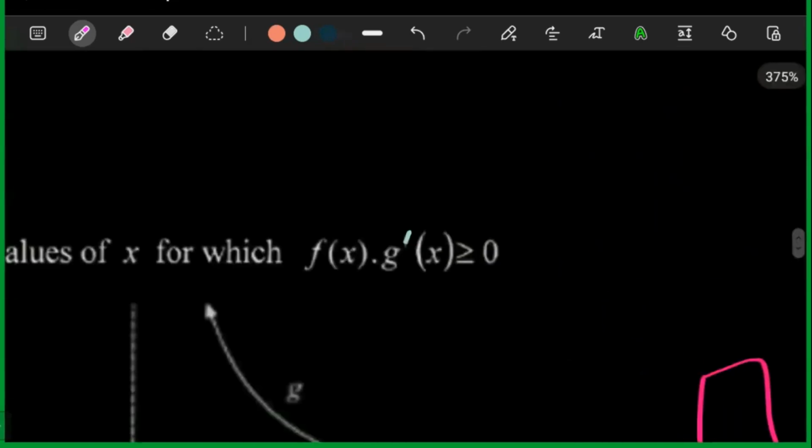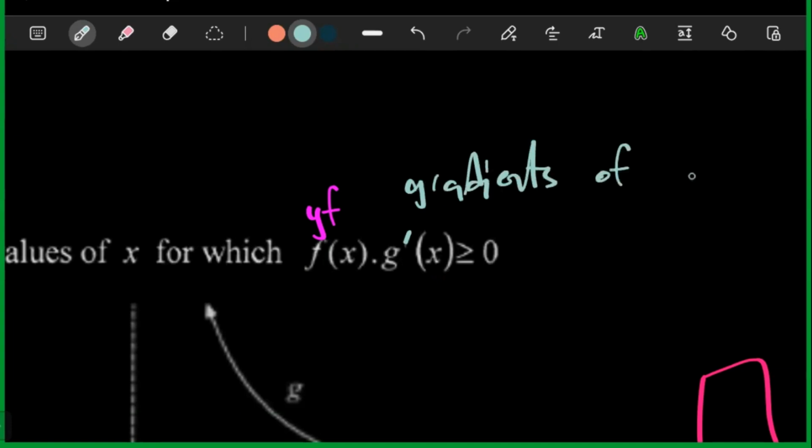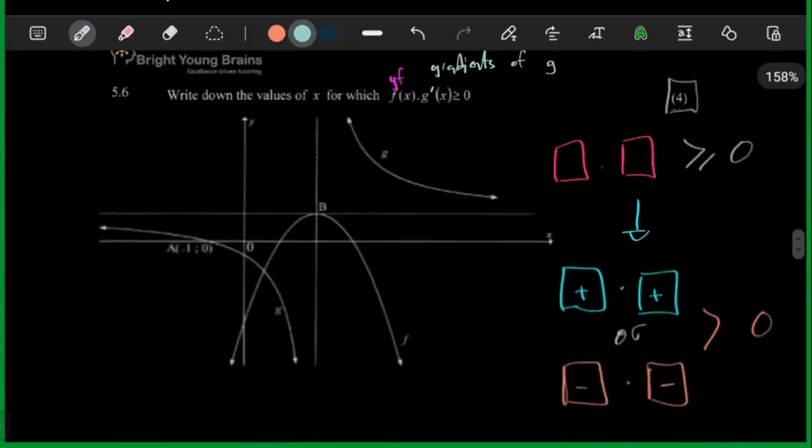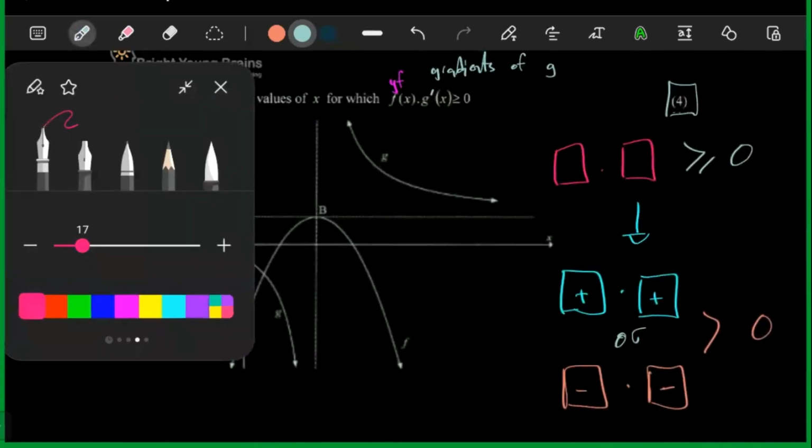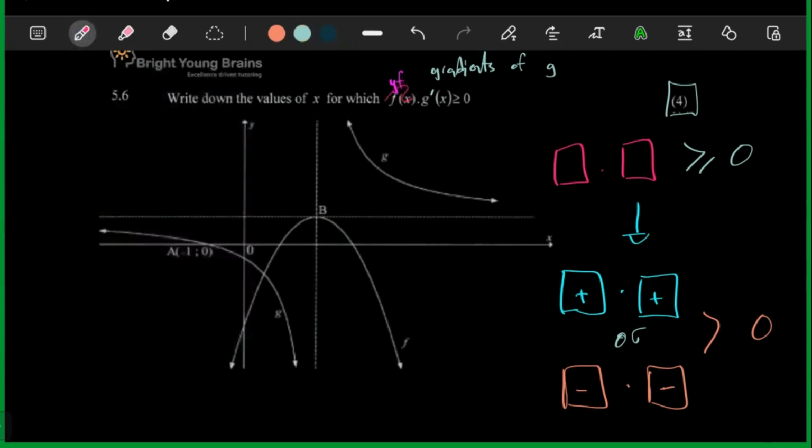So what you need to understand is, when you see f of x, it is representing the y values of f. g with a prime, or g with this apostrophe, is representing the gradient, right? The gradients of g. So we're thinking of signs here. Where is something a plus, where is something a minus? When we think of y values of f, you have to remember that all these y values here are negative. All these y values here are also negative.